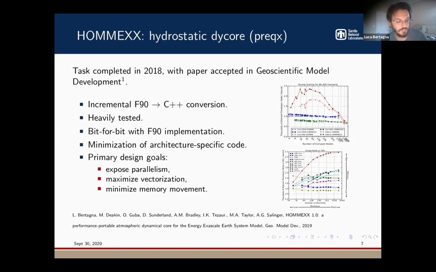That was the whole point of using Kokkos. Kokkos tries to hide some of the details of the underlying architecture and the threading model that you're using for parallelism. And we heavily tested it, and we had reasonable success.